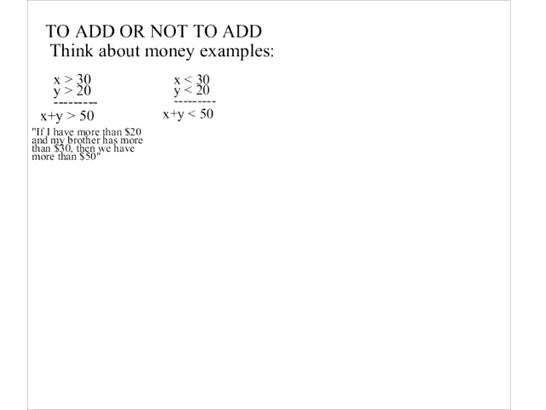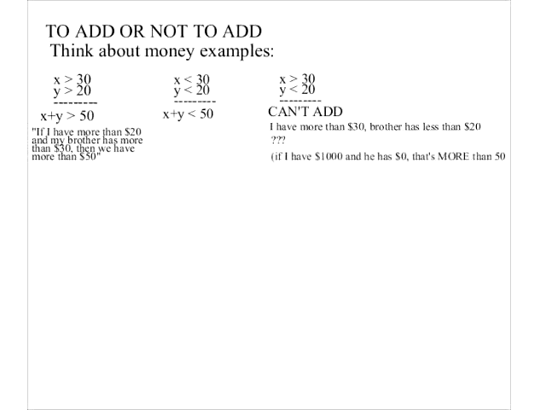But on the other hand, if you have x greater than 30 and y less than 20, you can't add this. So the money example to think about here is I have more than $30 and my brother has less than $20. Here you don't know. Like, if I have $1,000 and he has nothing, then that's more than 50. If I have 31 and he has nothing, that's less than 50. So these work. You can add two of the same inequality.